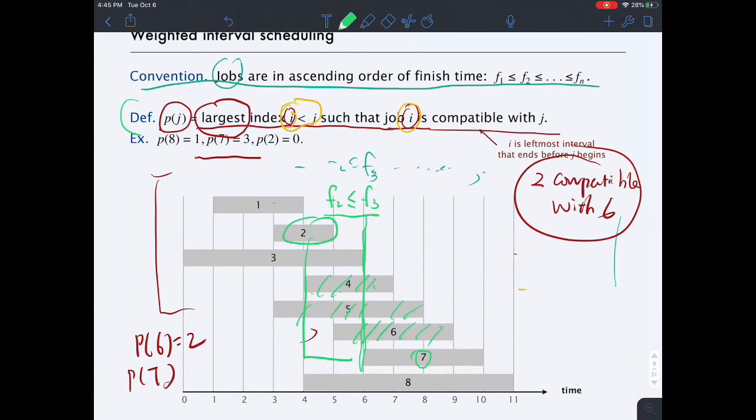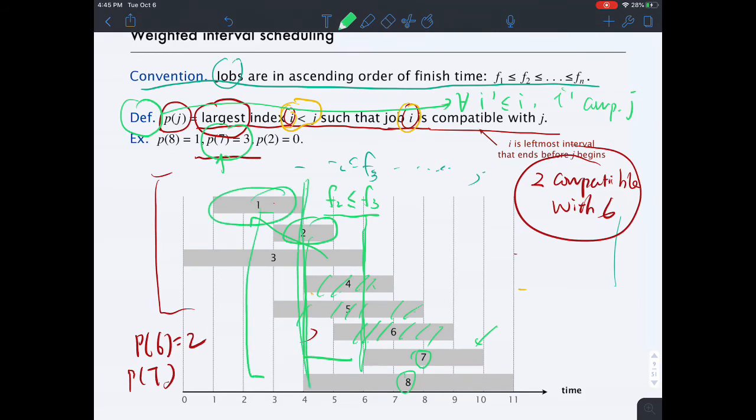A consequence of this definition is that for any i' less than or equal to i, i' is compatible with j. So anything smaller than 3 is compatible with the seventh job. That's the reason p(7) equals 3. We also have p(8) equals 1, because if I check again, only the first job is compatible with the eighth job.